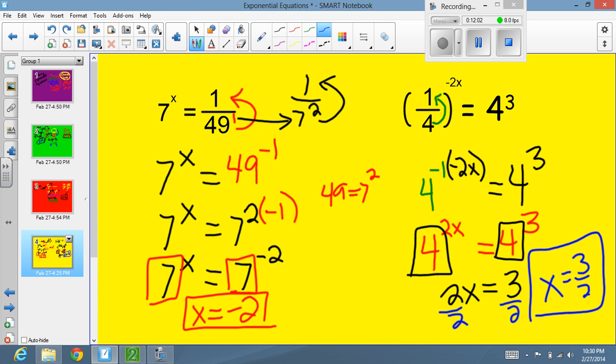Okay. So, the idea is this. When you have a fraction, you can simply move the denominator to the numerator and change the sign of the exponent, and now you have a number that you can deal with and you can rewrite in order to create a common base. Okay? This is it.